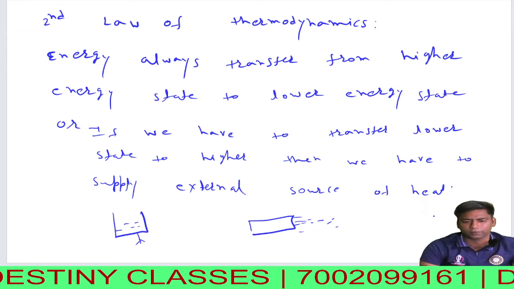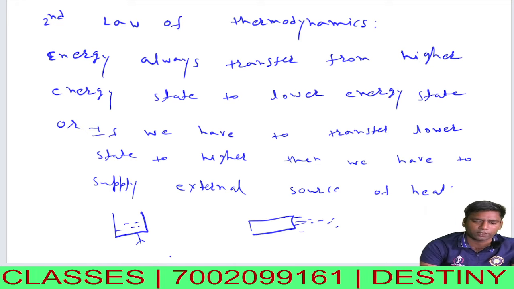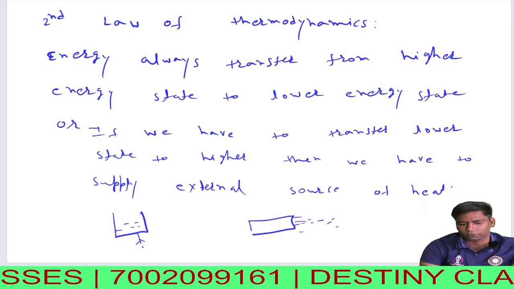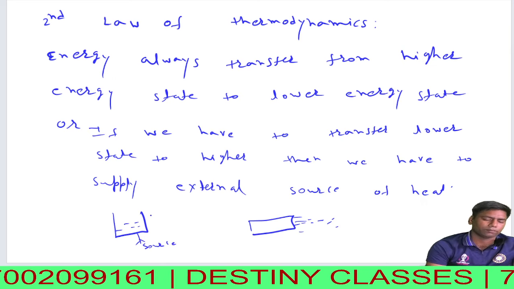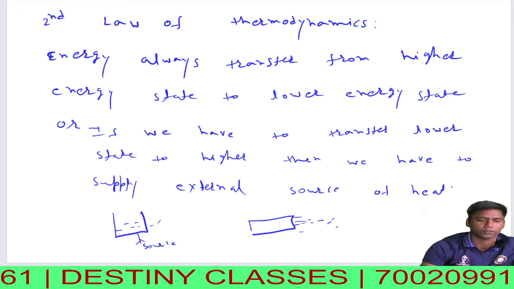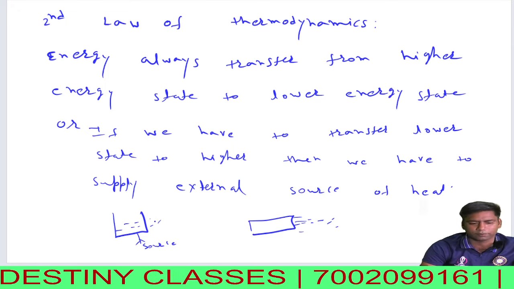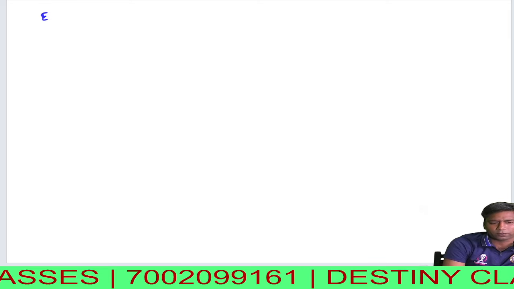Energy always transfers from the higher state to the lower state. If I have to transfer from lower state to higher state, we have to supply a source of heat. So we will burn the source and we will boil the water. So higher temperature to lower temperature occurs naturally. Now another definition is that entropy of universe always increases.